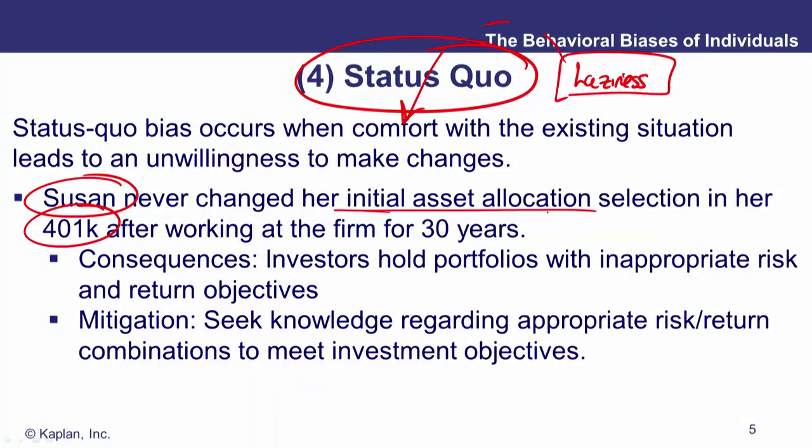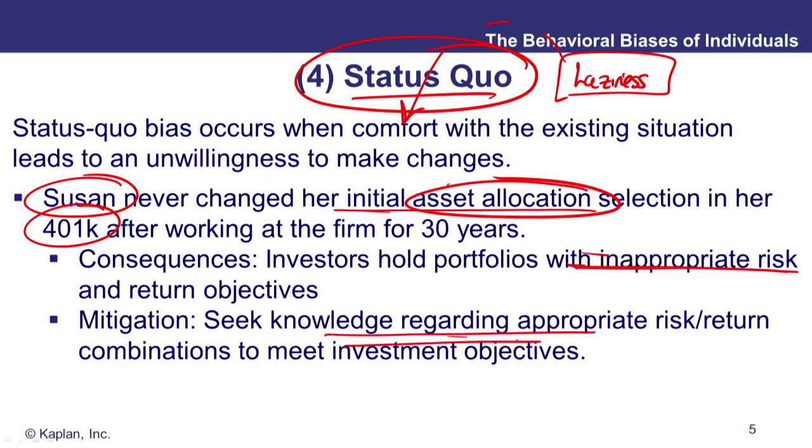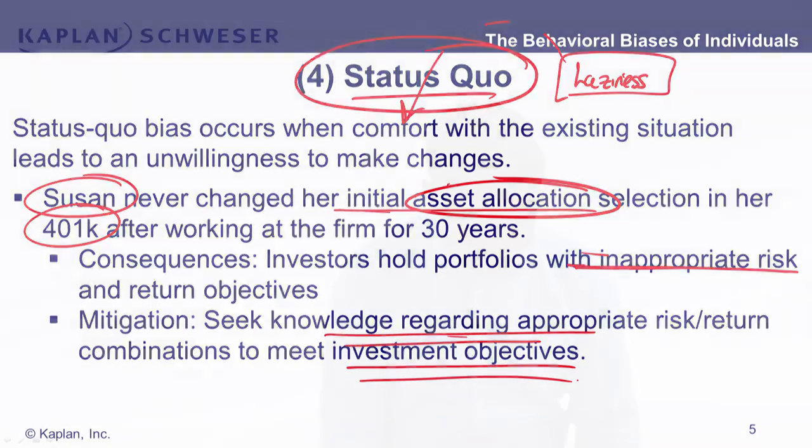But if you never change your asset allocation, you're just going with what it was at the start. It's just laziness that you don't want to interpret new information and come up with a new asset allocation. So you tend to hold inappropriate portfolios, particularly as you get older as an individual with your retirement plans. The mitigation should be that you should continuously seek knowledge regarding your current position and your current investment objectives. You shouldn't just stick with what you've got because you want to avoid the effort of processing information.